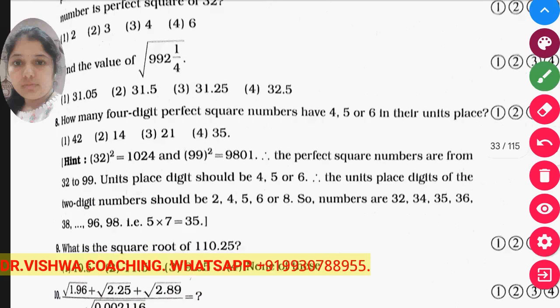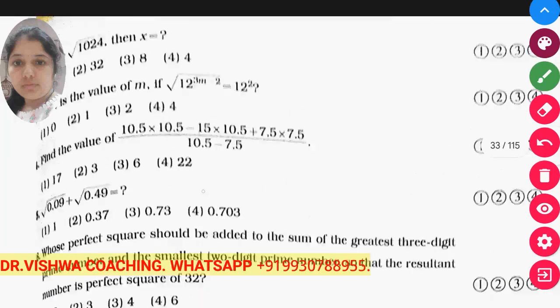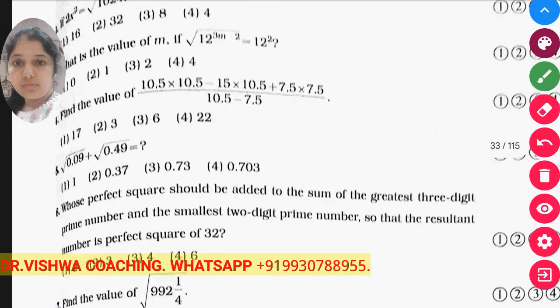Because we want a 4-digit number, before 30 all the squares are of 3 digits only. So a perfect square which is 4 digits, we have to go further beyond 31. That's why they took 32. 1024, which was here in our answer, is the square of 32.